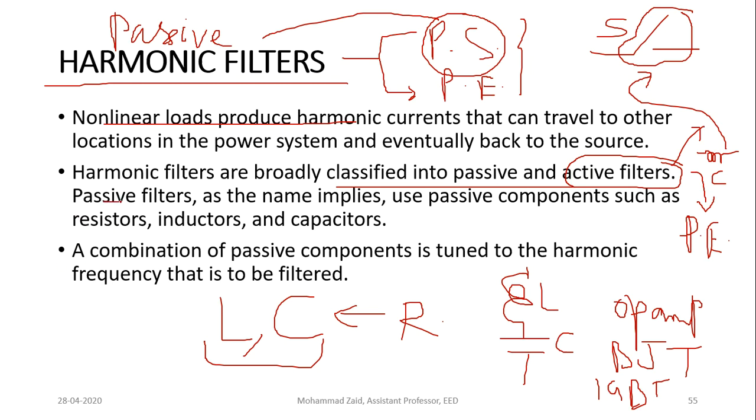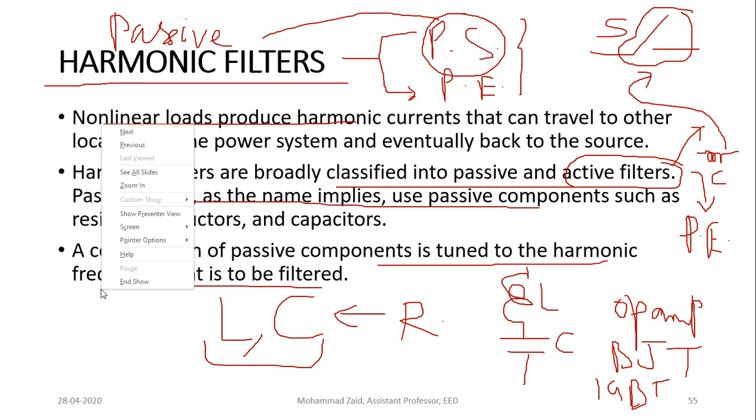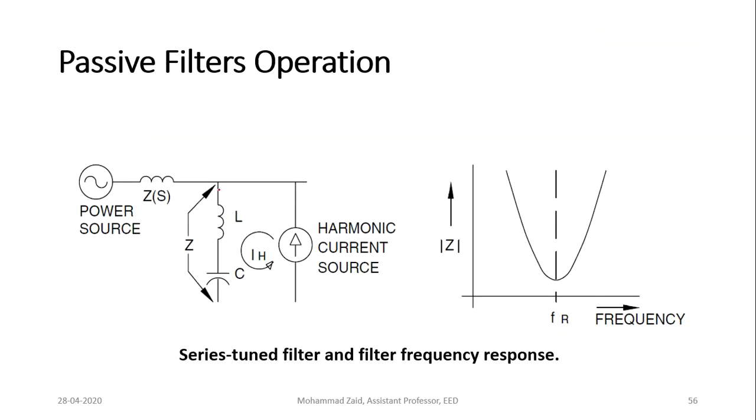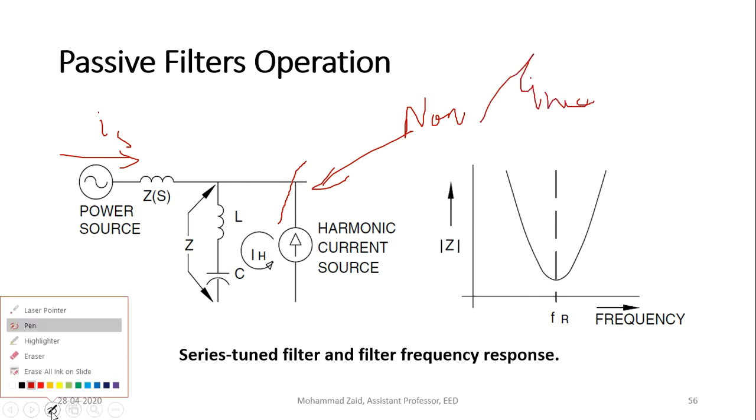So passive filters are very simple. They are made up of passive components. A combination of passive components is tuned to the harmonic frequency that is to be filtered. For example, this is a power source from where the source current Is is flowing, and this is the harmonic current source. That means here your nonlinear load is connected. Okay, let me write it correctly.